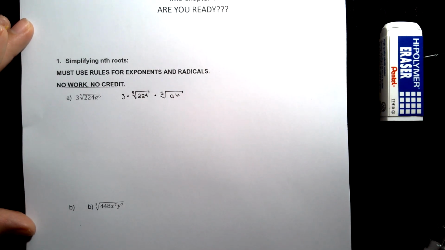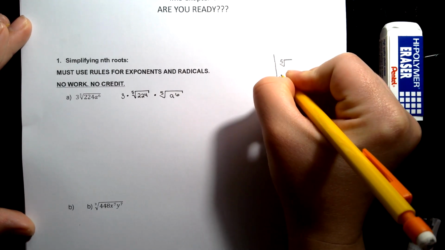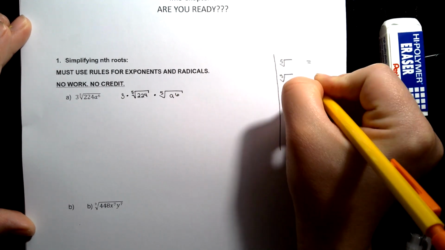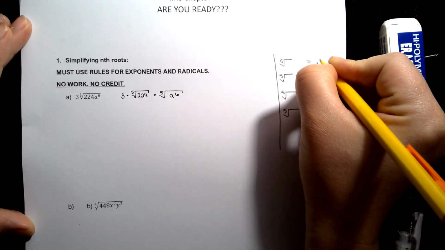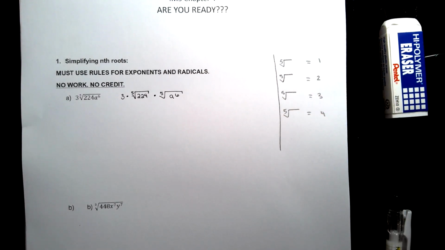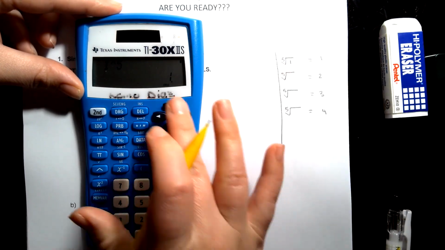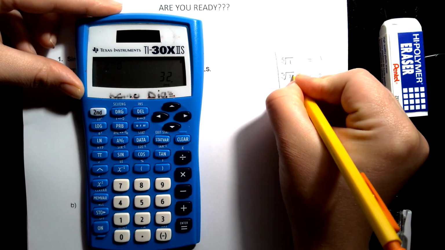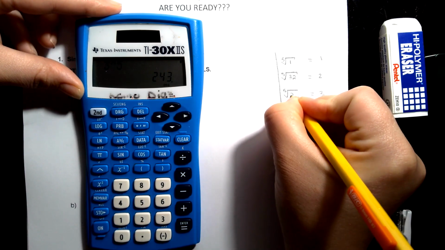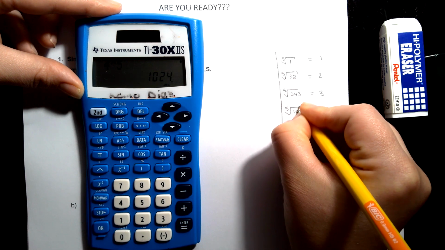Now, I am going to create off to the side a quick little sheet for us, and that's going to be fifth roots. The easiest way to do that is actually going kind of backwards. So I'm going to be writing 1, 2, 3, 4 here. And then in my calculator, I'm going to do 1 caret 5, 2 caret 5, and those are going to be what's inside of your fifth root. 3 caret 5 and 4 caret 5.